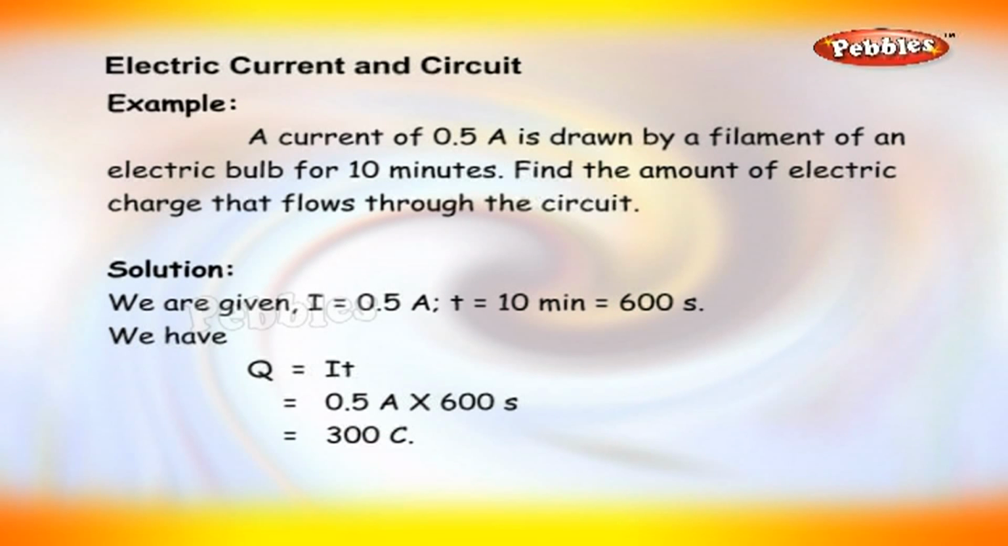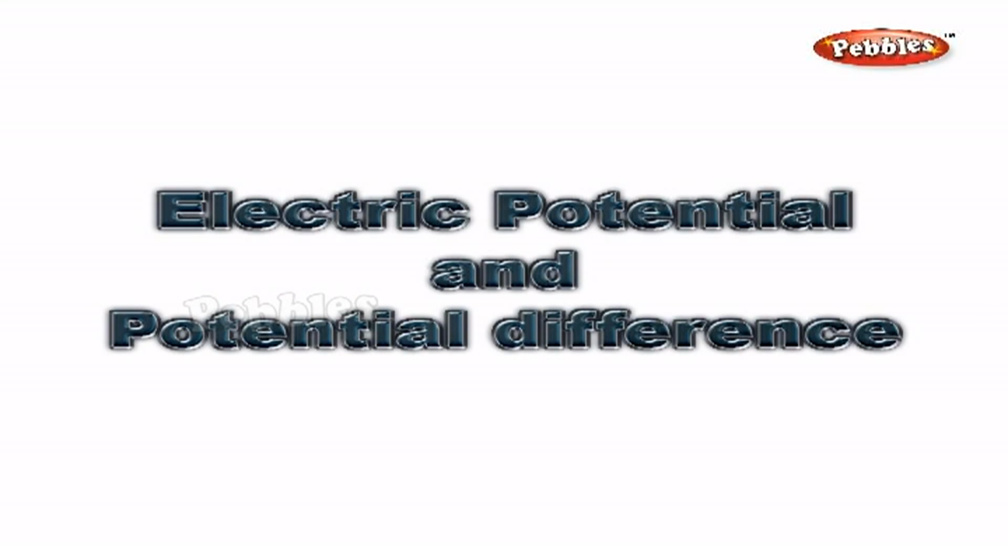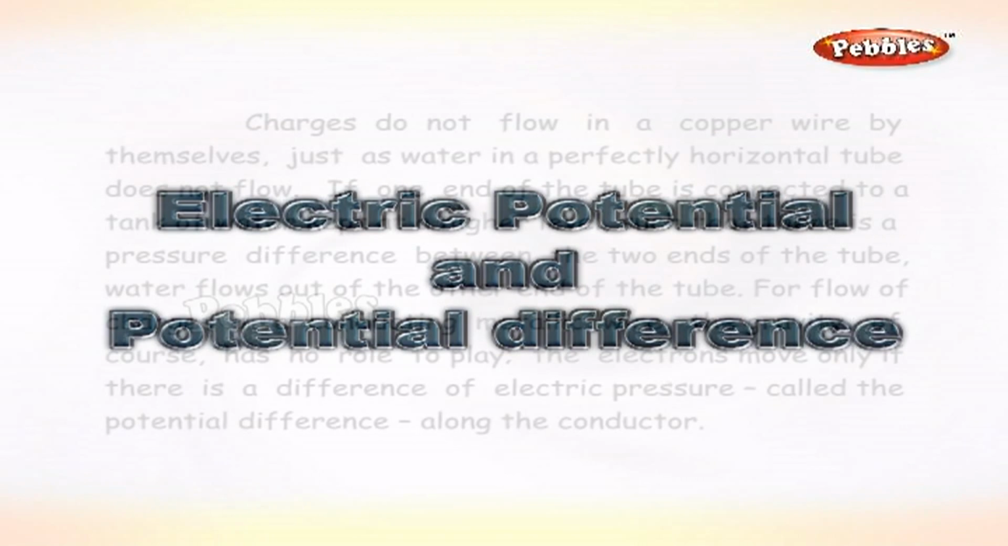Example: a current of 0.5 A is drawn by a filament of an electric bulb for 10 minutes. Find the amount of electric charge that flows through the circuit. Solution: we are given I = 0.5 A, t = 10 minutes = 600 s. We have Q = It, which is equal to 0.5 A × 600 s, which is equal to 300 coulomb.